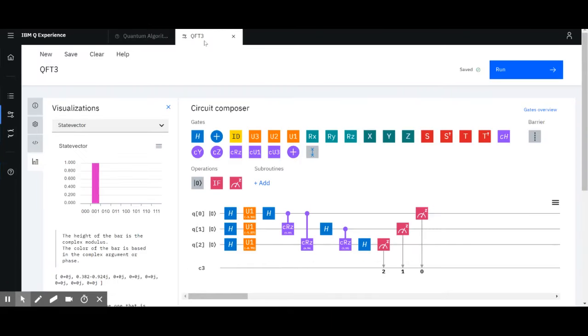So I want to back up a little bit. Just to remind you, this is an example where we're preparing an input that we know is going to give us a 001 as an answer. This is step number 1, step number 2, step number 3. So this is the actual way you build a QFT.